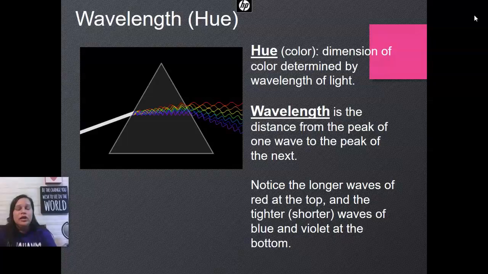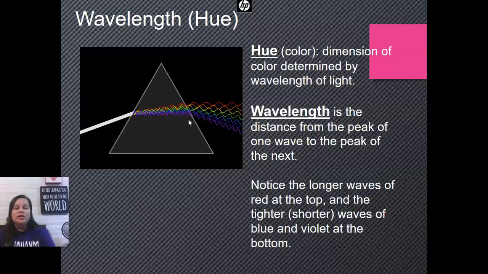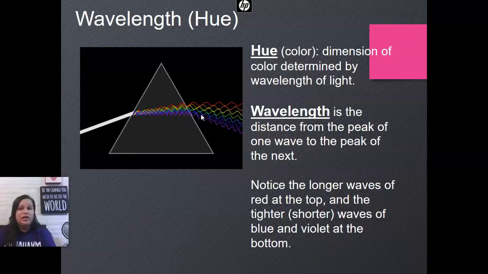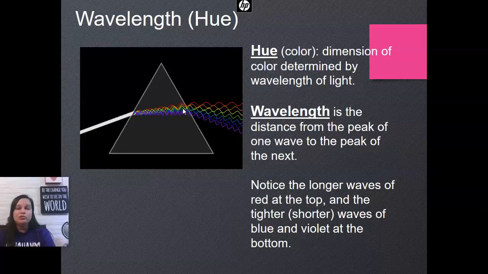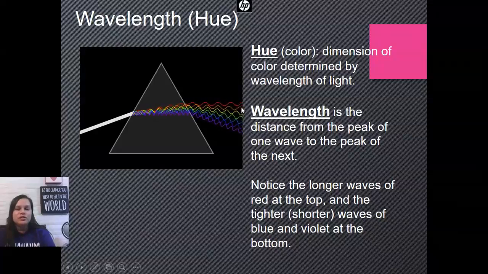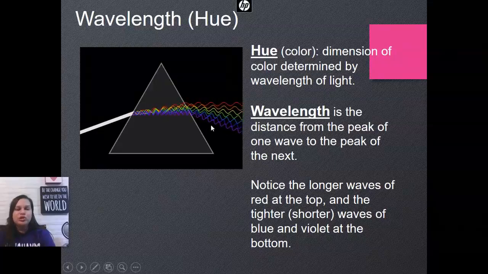More about color, we can refer to color as the hue, and that is measured by the wavelength, by how long and how frequent these waves of light are that are coming into the eye. The wavelength is the distance from the peak of one wave to the peak of the next. Longer wavelengths tend to make more reddish colors. If you look up here, the reddish colors are farther apart, so they have a longer, wider wavelength, whereas the ones at the bottom have a shorter, tighter wavelength, and that gives us more of these blues and purples.